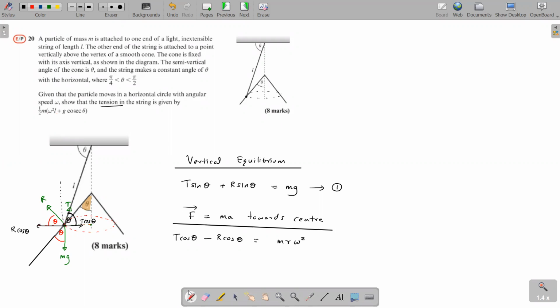If you can see here, the radius is equal to L cos theta. This is the length L and this is the angle theta. Resolving, L cos theta is equal to R. So R is equal to L cos theta, and we can use that.